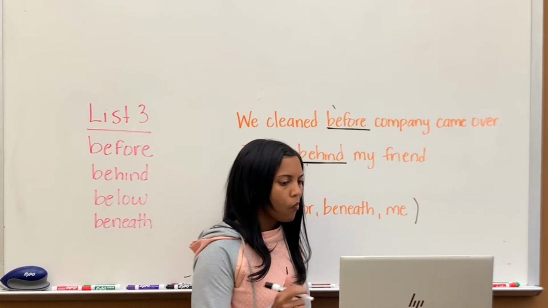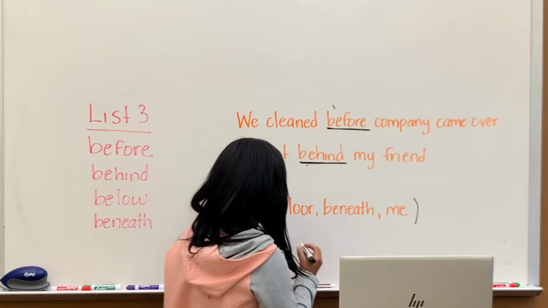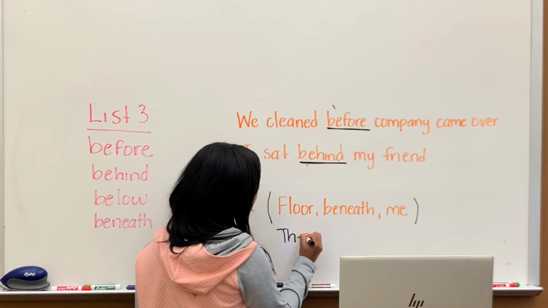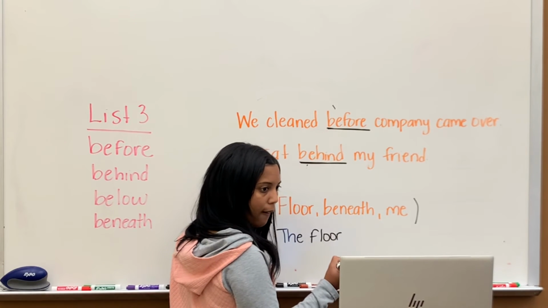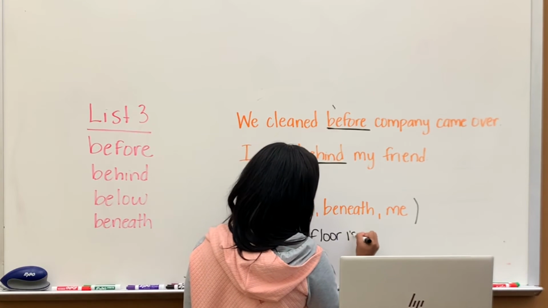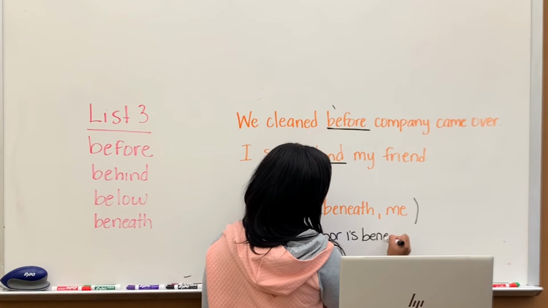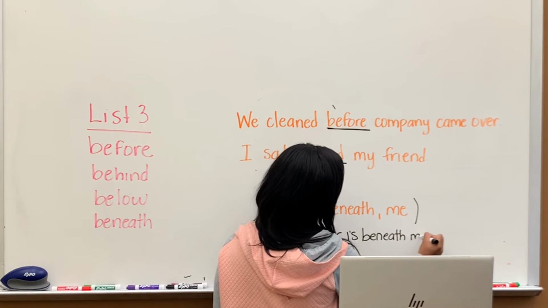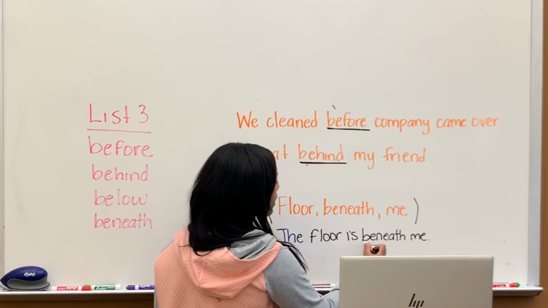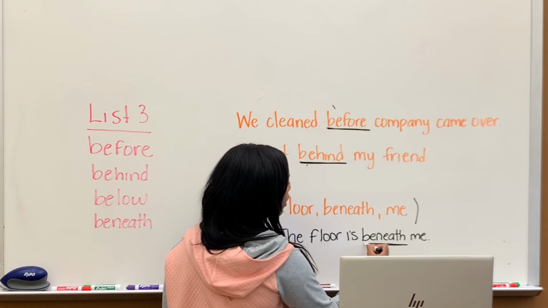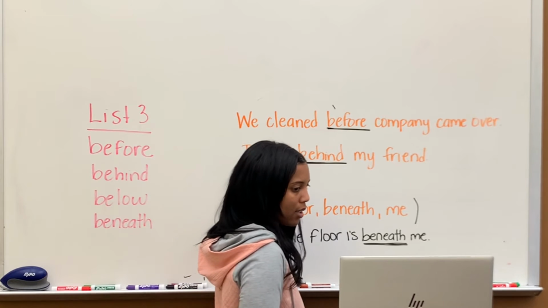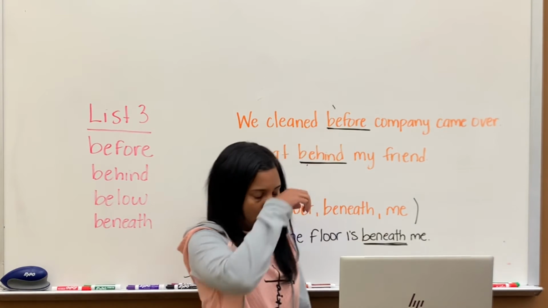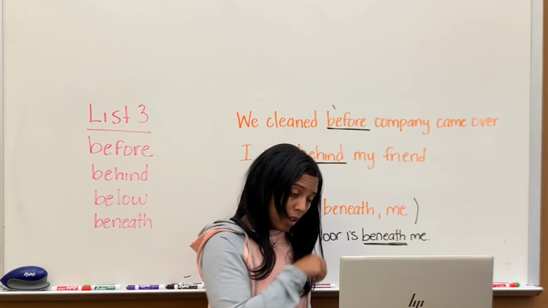Cullen? The floor is beneath me. There you go. The floor is beneath me. Good job. The floor is beneath me. Okay. All right. So beneath is our preposition, and it's showing the relationship of us and the floor. It's beneath us. That's the job of a preposition, to show the relationship. Okay.